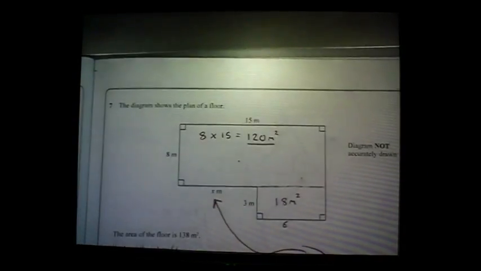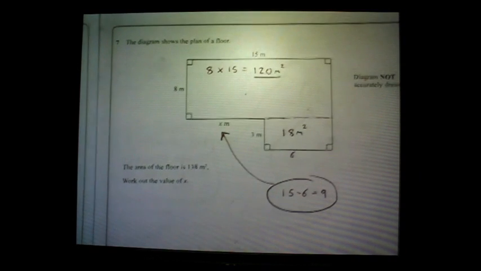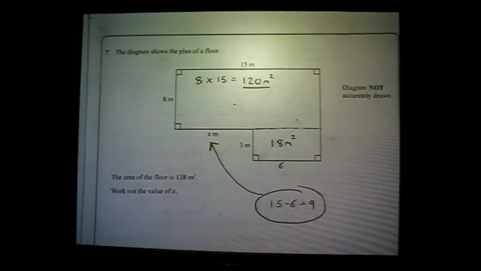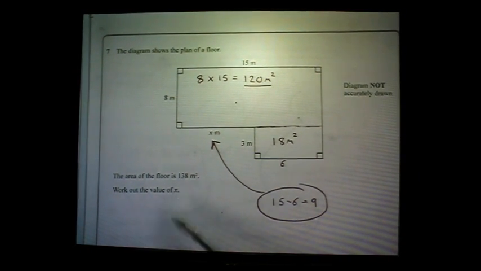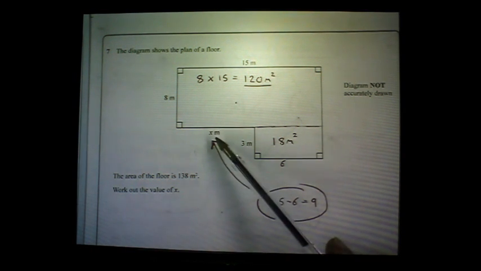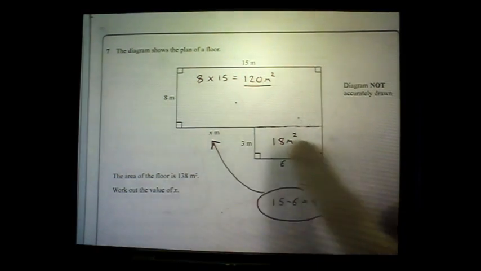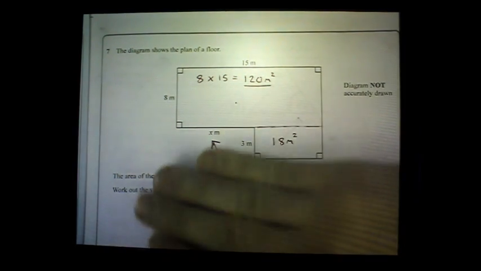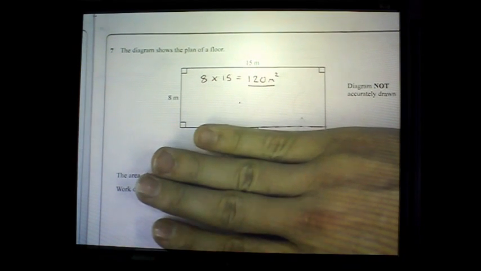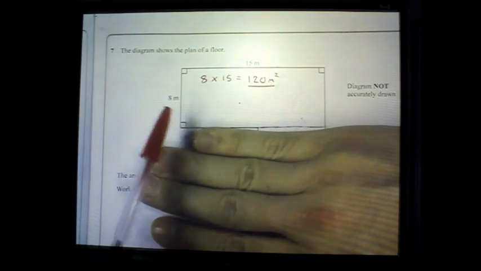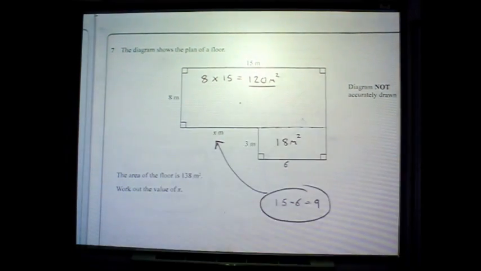Question 7, the diagram shows the plan of a floor. There it is. The total area is 138 metres squared. Work out the value of x. So you need to know how long this length is here. This is quite a nasty one. What I did is, it's a compound shape, so I've split it along there. So I've worked out the area of that top bit. So it's 8 by 15, which is 120 metres squared.